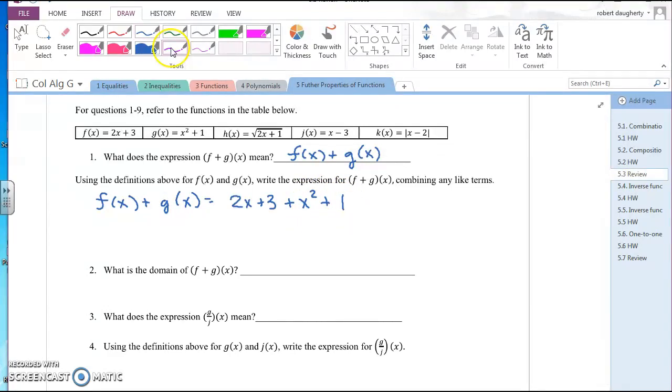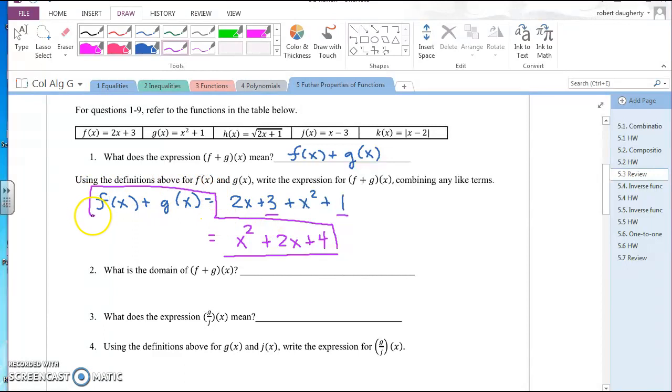So if I combine like terms, it looks like I can add those two together. So this is going to be, and we typically write the squared term first, x squared plus 2x plus 4, okay? That is what it means to have f of x plus g of x. X squared plus 2x plus 4.